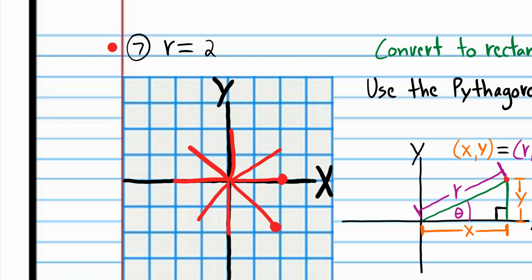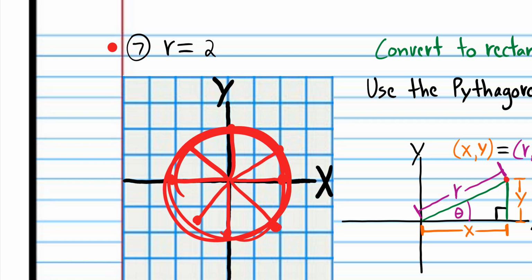Look at all these points at the end. What are you creating? Well, it's just a circle. My circle didn't look perfect, but that's the graph. It's actually a circle.